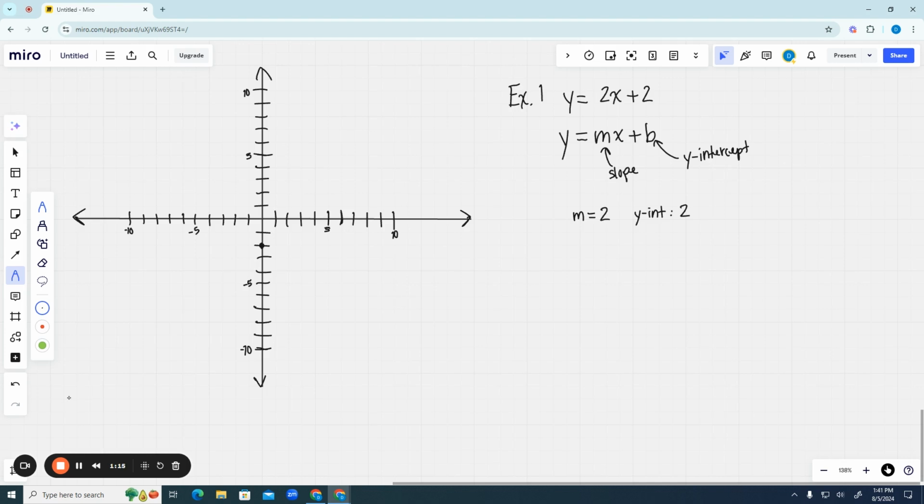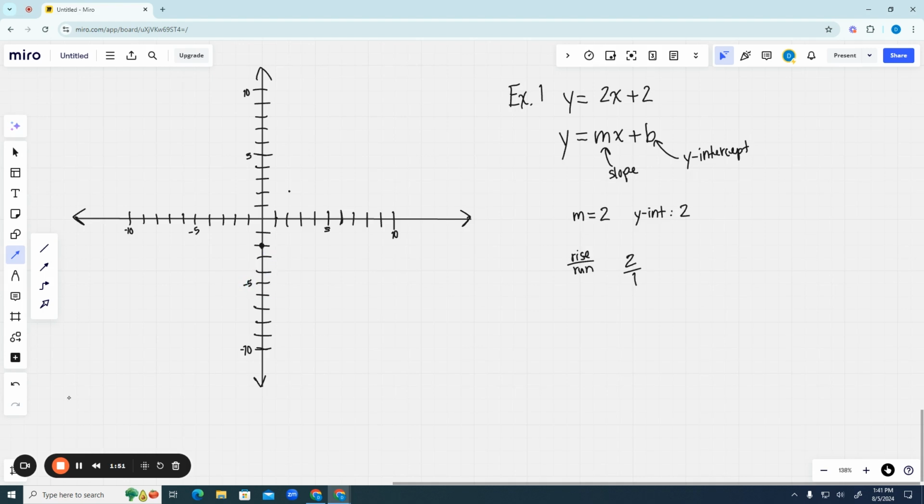And then the slope you can think of as rise over run, which refers to how many units up or down on the graph. And if it's just a number like 2, you can just think of it as 2 over 1. So we're going to go up 2 and over 1. So up 2 over 1, that would be here. And then you can make another point to make your line more defined. So from here, we can go up 2 over 1.